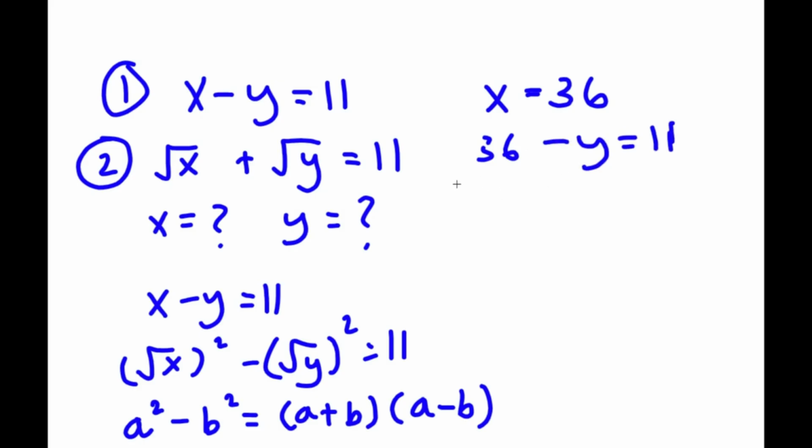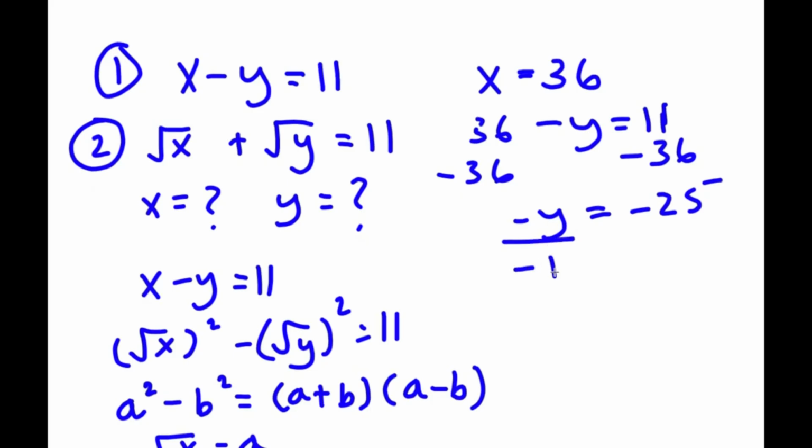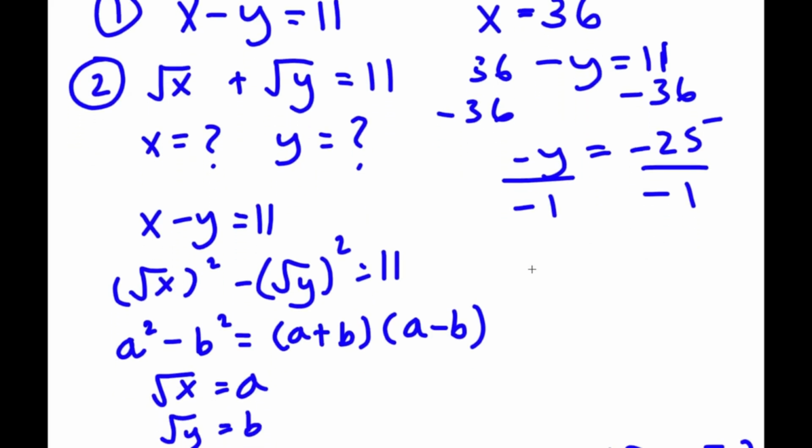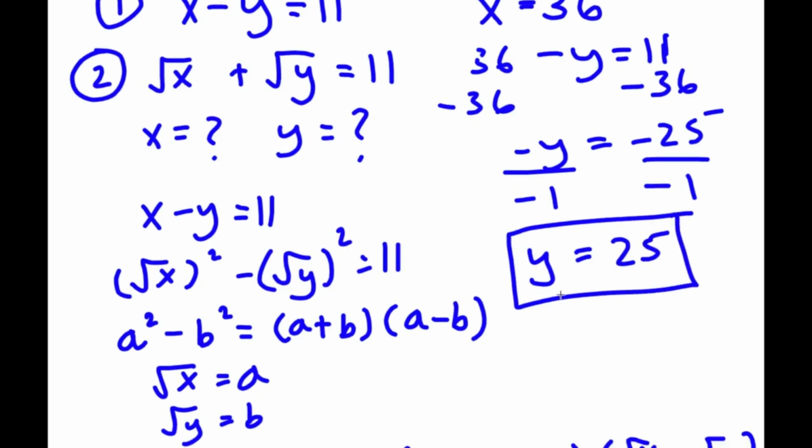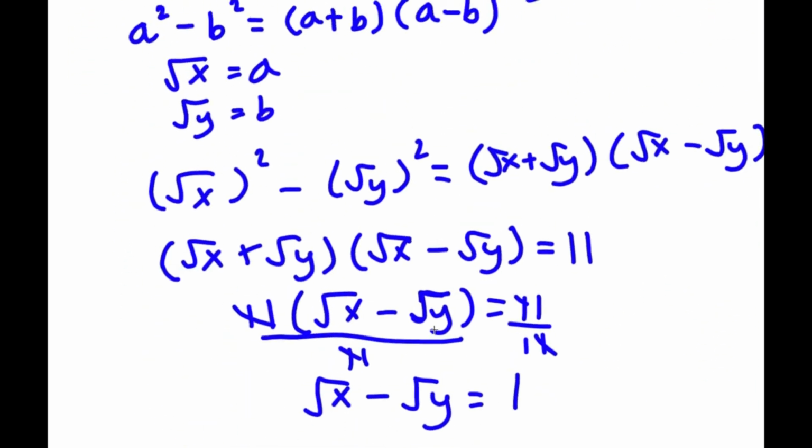And now, if I go ahead and subtract 36 on both sides, I get negative y is equal to 11 minus 36, which is going to be negative 25. Now I can go ahead and divide by negative 1 on both sides, and negative y divided by negative 1 is simply positive y, is equal to negative 25 divided by negative 1, which is 25. So I have y equals 25 and I have x equals 36.